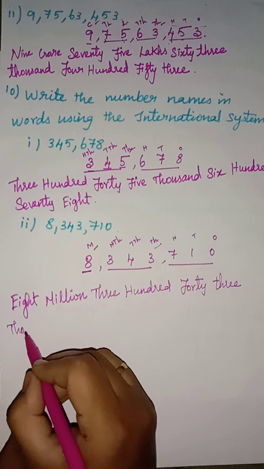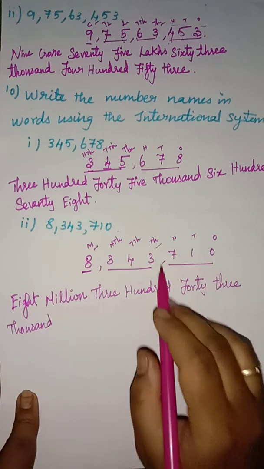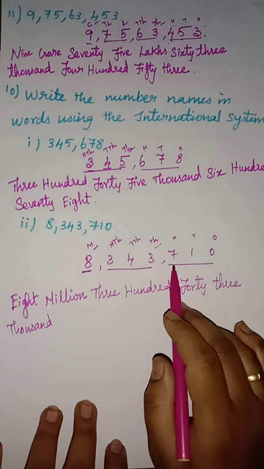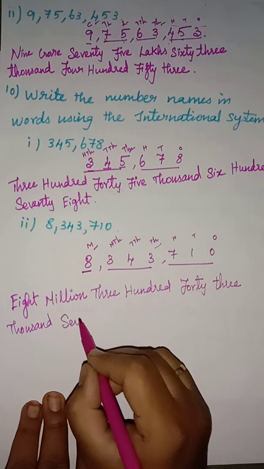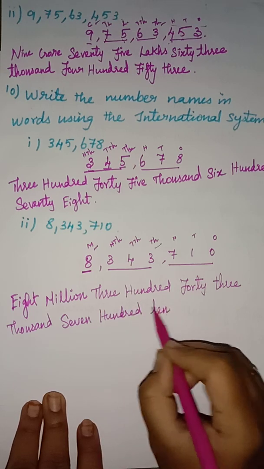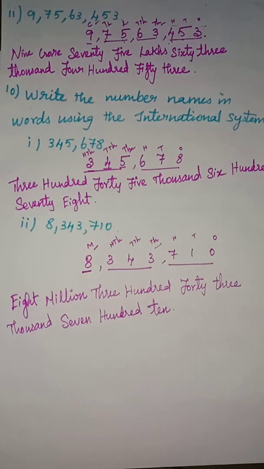343,000. Then these three numbers, you have to write the last three digits in digits as it is. So 710. Okay, now spell the number name: 8,343,710. Okay, clear? So there is a simple difference between the Indian and international system.